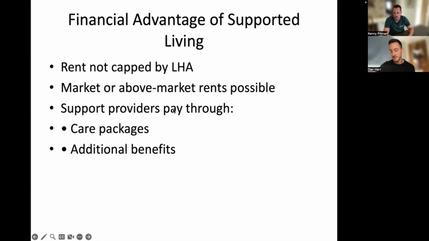Support providers pay through care packages and additional benefits. So they have access to exempt rents, like I said, so they have something like a housing benefit. The care company themselves get paid a certain amount to provide the care hours for their employees, the carers that are going in and taking care of these people and offering support. And that all goes into their funding to be able to pay the rent essentially.